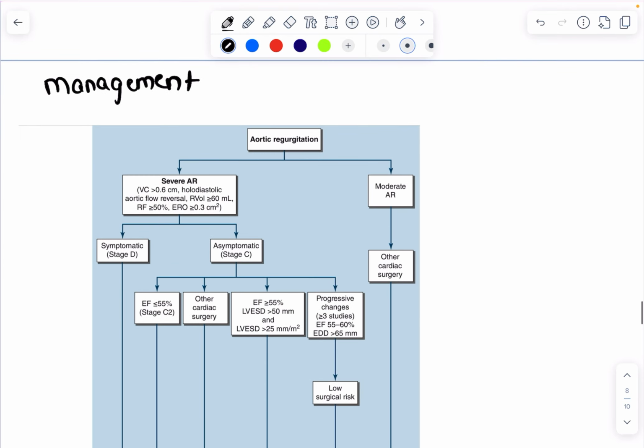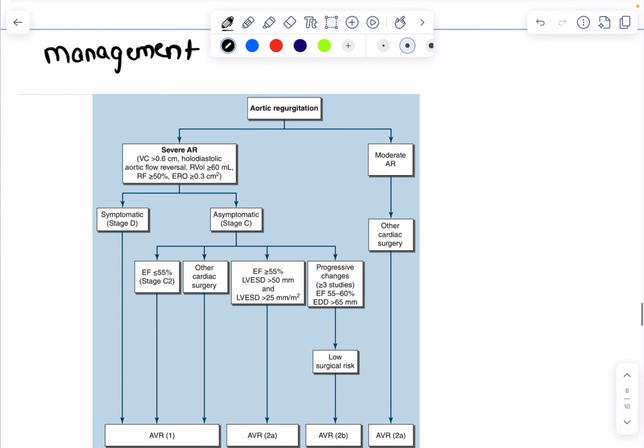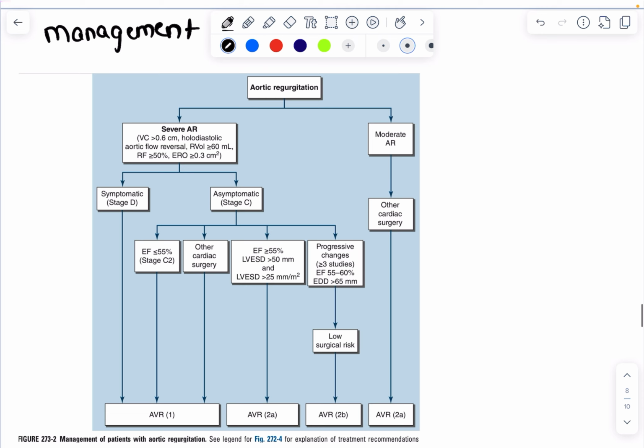Now coming to the management slide. First of all, you should know whether the patient is symptomatic or asymptomatic. If the patient is symptomatic and having severe aortic regurgitation, then the patient has been classified into stage D. And obviously, if the patient is symptomatic, you have to go for surgery.